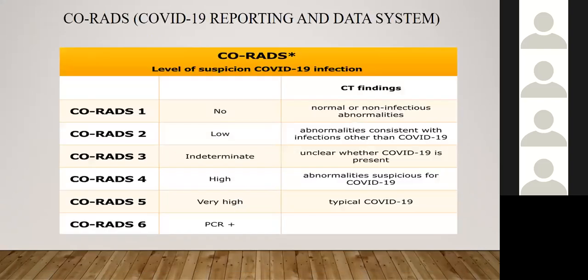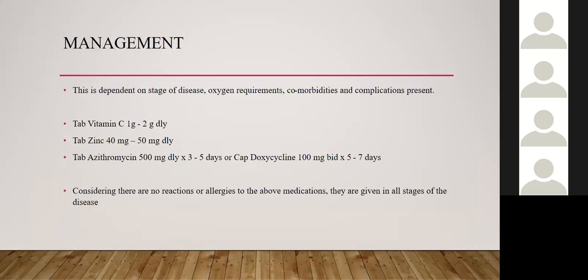Okay, so management clearly will be dependent on what you're looking at. Clearly, we all know that if your patient is asymptomatic, or even mild, they can just be on the usual vitamin C, 1 to 2 grams daily, zinc about 40 mg to 50 mg daily. And we can choose between azithromycin or doxycycline for our patient. Okay, so this is for asymptomatic or mild.